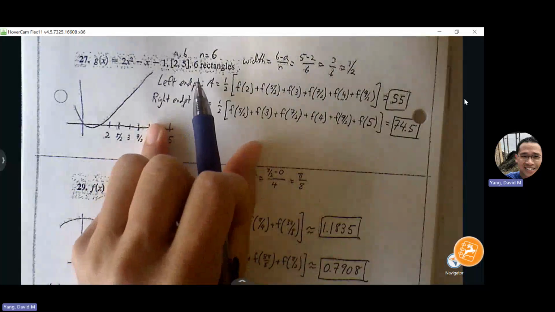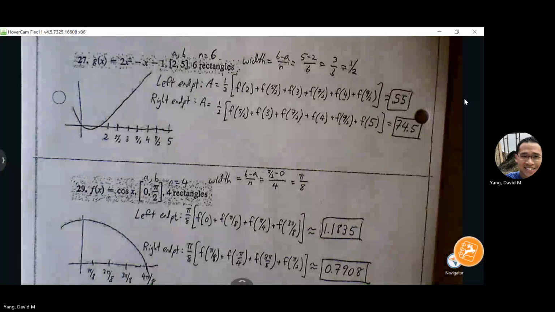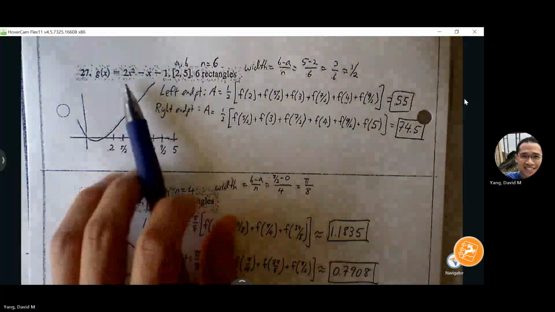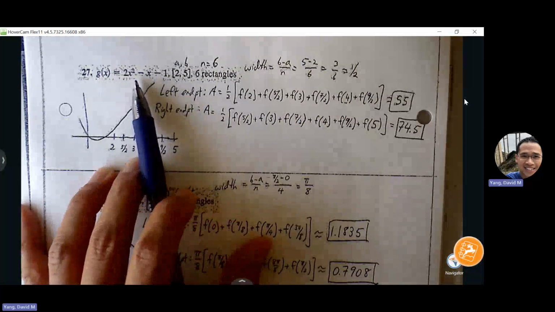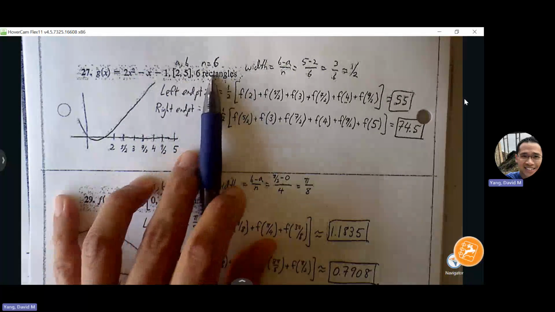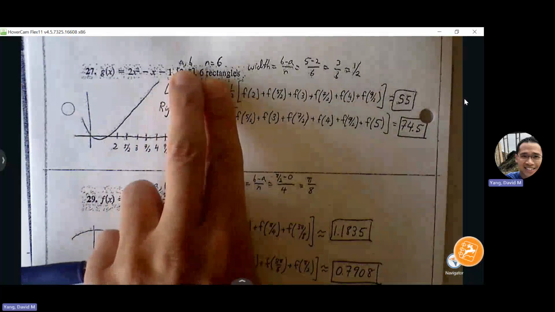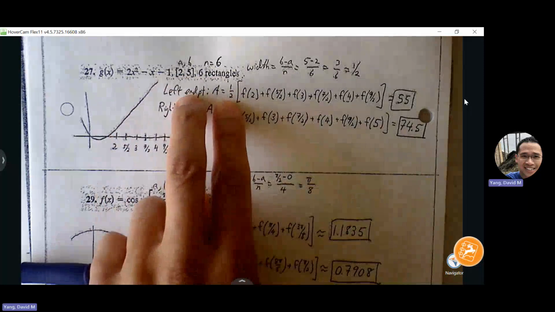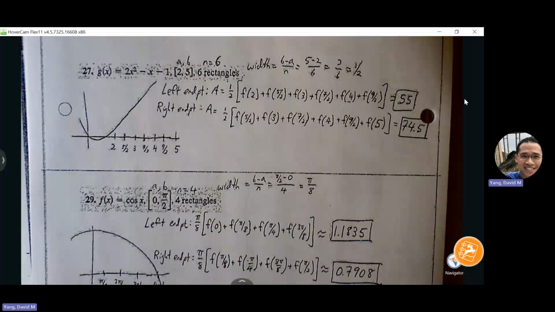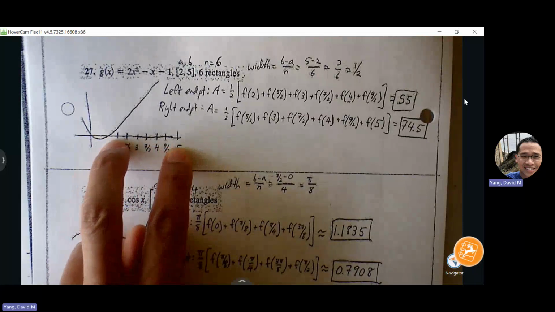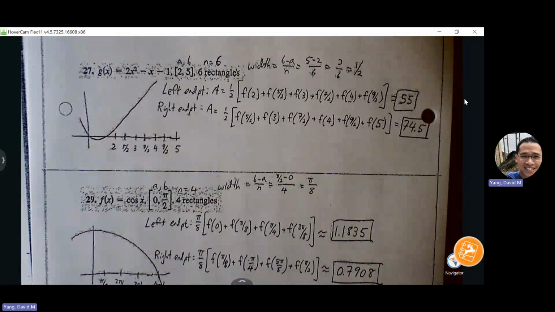So this is 27 from your homework here. It says use 6 rectangles for 2x squared minus x minus 1 between 2 and 5. Your a and b is 2 and 5. Your n is 6. So you know that from this information. There's really no need to look at the graph, because if it's just left endpoint, if you can find all your subintervals, then you're just going to take the left endpoint of each subinterval. If it's the right-handed rectangles, then you're just going to take the right endpoint. There's no need to worry about whether you're choosing upper sum or lower sum.